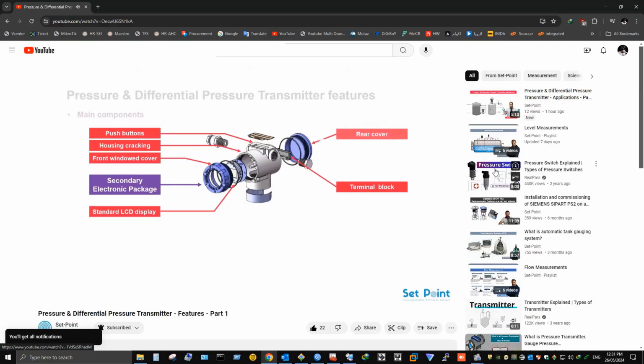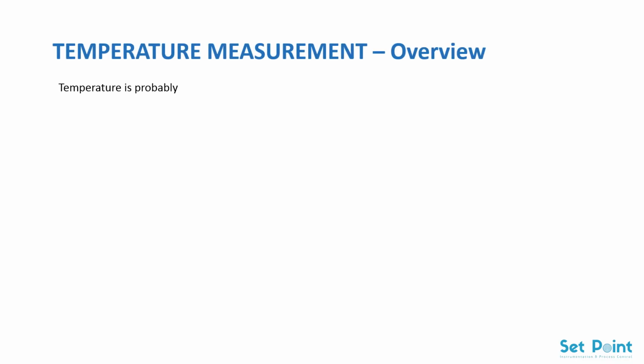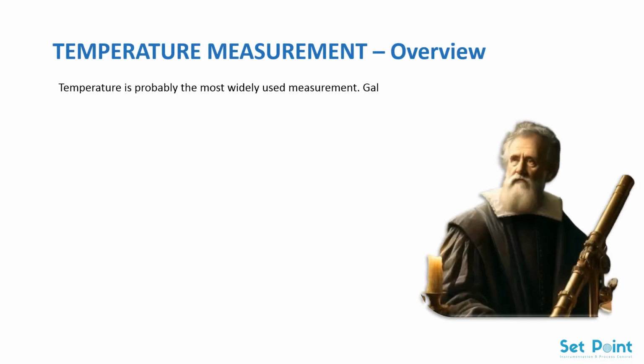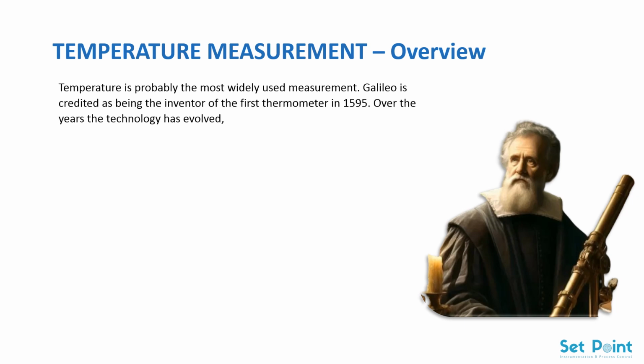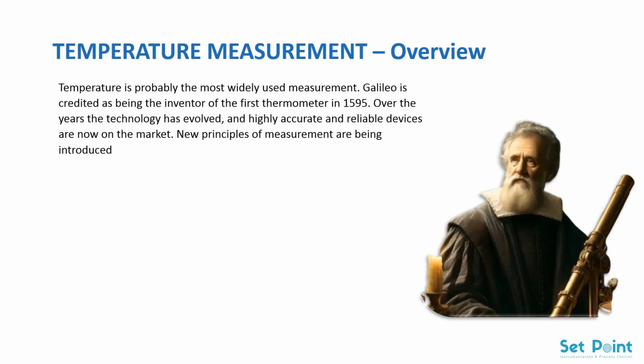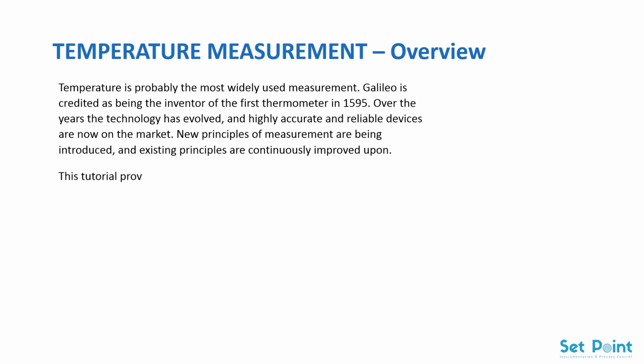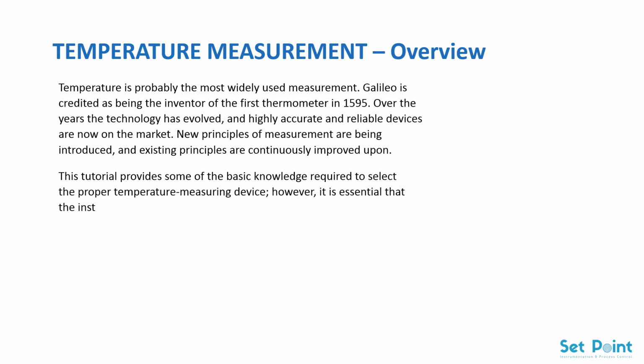Now let's get started. Temperature is probably the most widely used measurement. Galileo is credited as being the inventor of the first thermometer in 1595. Over the years the technology has evolved, and highly accurate and reliable devices are now on the market. New principles of measurement are being introduced, and existing principles are continuously improved upon. This tutorial provides some of the basic knowledge required to select the proper temperature measuring device. However, it is essential that the instrument selector take into consideration the user's experiences.